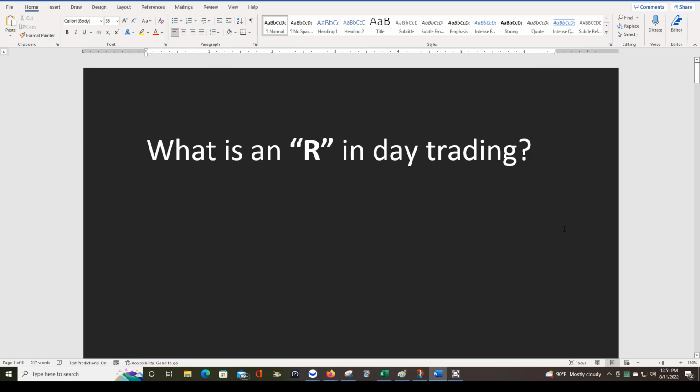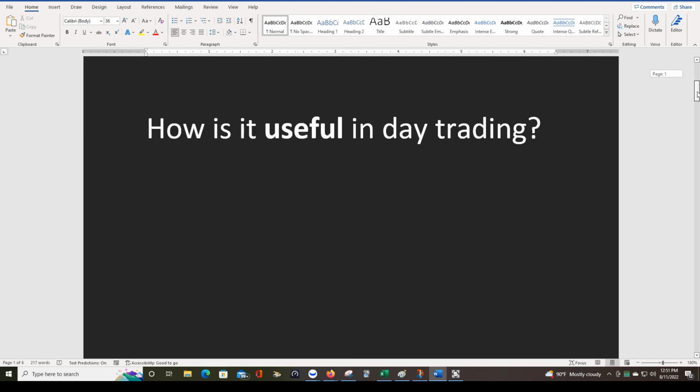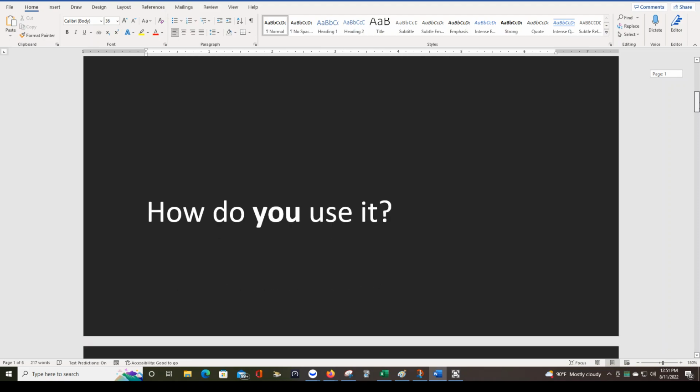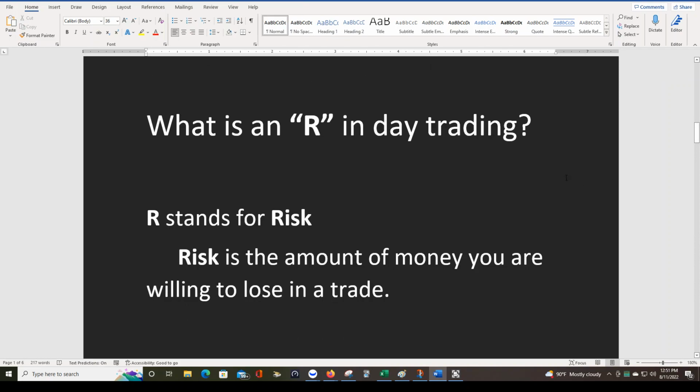So first of all, what is an R? Let me look at all the questions here that we're going to answer, and then we'll go through each one and answer them. So we're going to first answer the question, what is an R in day trading? We're going to talk about how useful it is in day trading. How do you use it? Why should you use it?